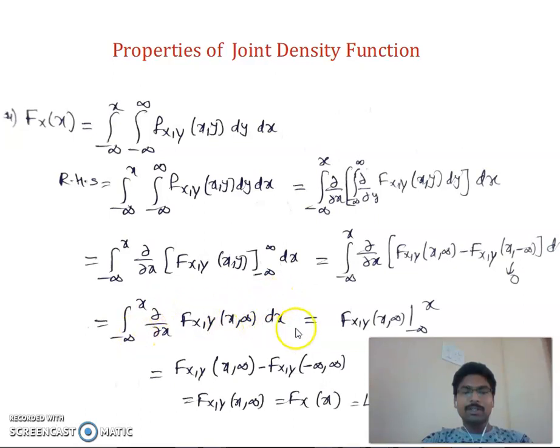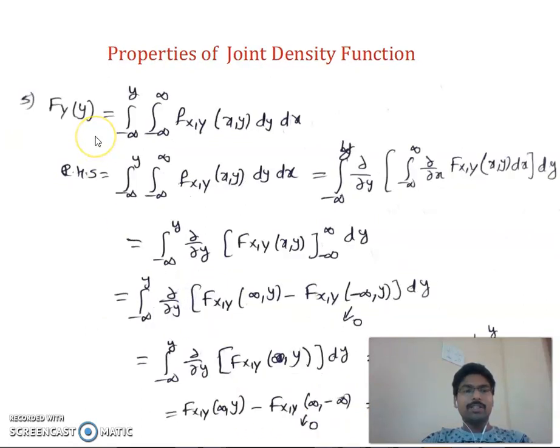Why? Because we are integrating with respect to x here. So the limits x and minus infinity are substituted in place of x here. So Fx,y of x, infinity minus Fx,y of minus infinity, infinity. Fx,y of minus infinity, infinity is nothing but 0. So that's why it is equal to Fx,y of x, infinity. From the definition, we know the property that Fx,y of x, infinity is equal to Fx of x, which is equal to the LHS.